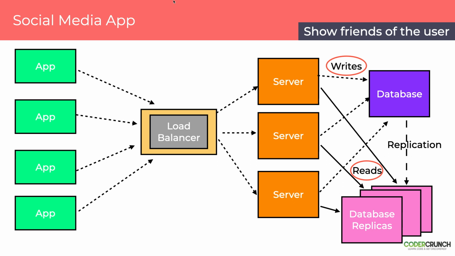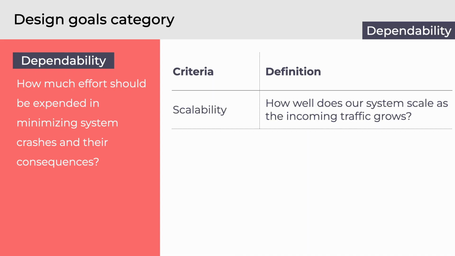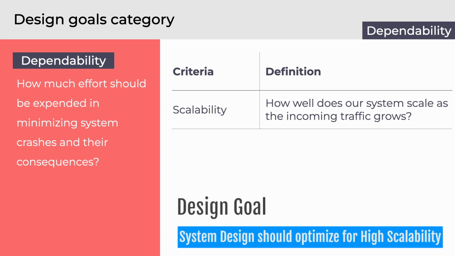We can use other techniques like load balancing, data partitioning, caching, etc. to increase the scalability of our system. So a design goal should be to architect our system in such a way that we can scale a system as we grow. That is, we want to optimize for high scalability.